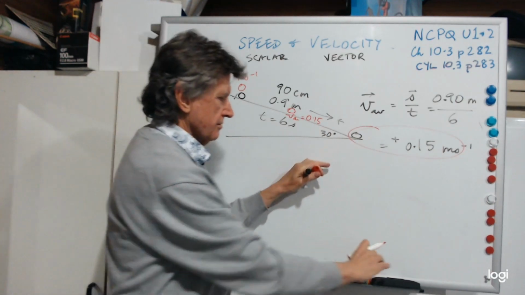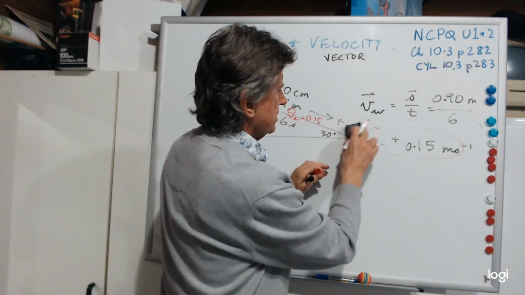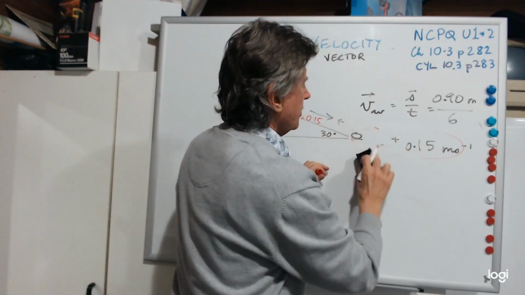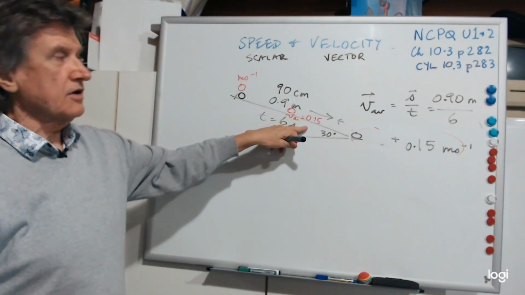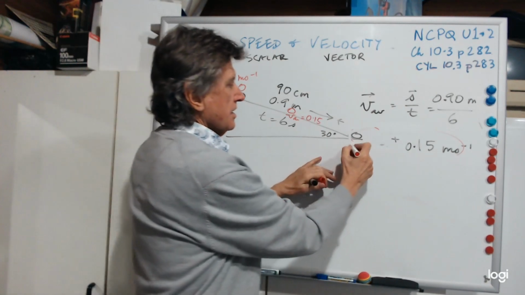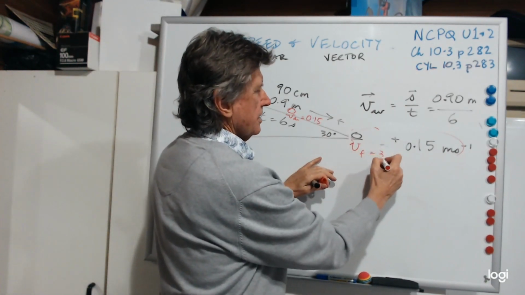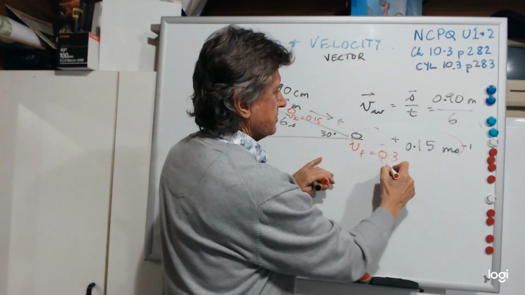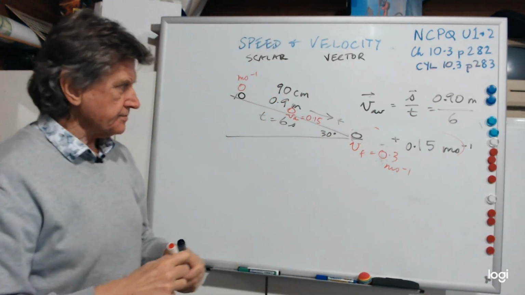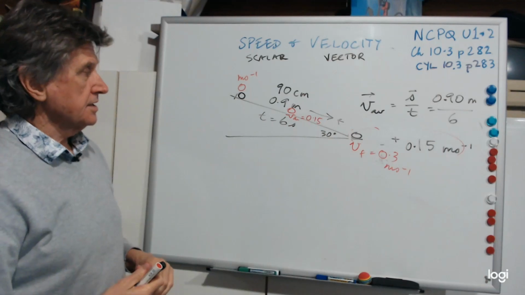So what do you think it'd be? Look, I'll get rid of this, a bit confusing there. What do you think it'd be when it gets to the bottom? Well, if it's an average of 0.15, starts at 0, the V final must be 0.3 meters per second. So that's what you're going to do in the pracs.